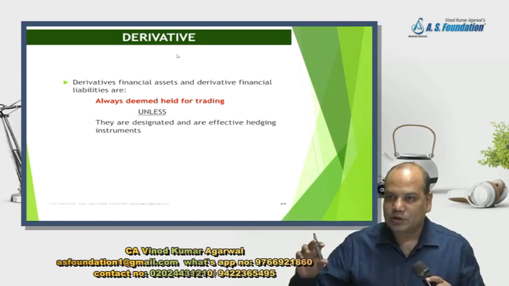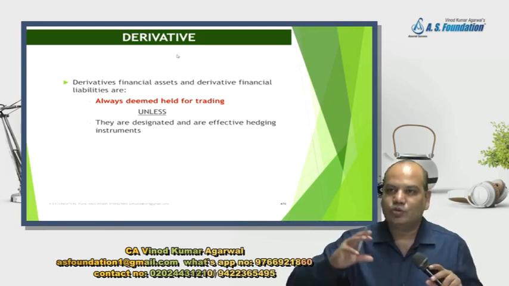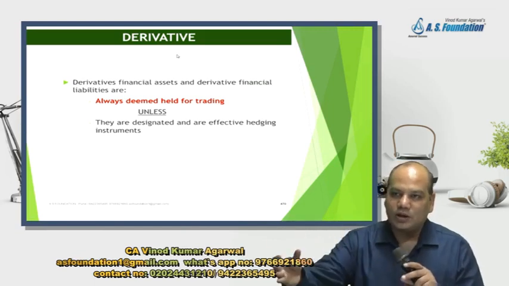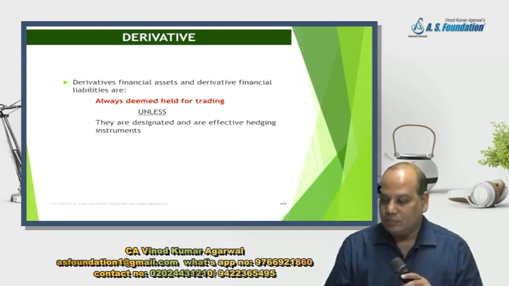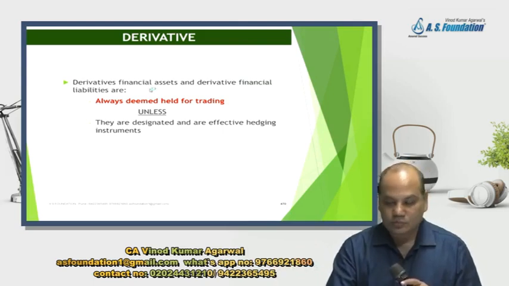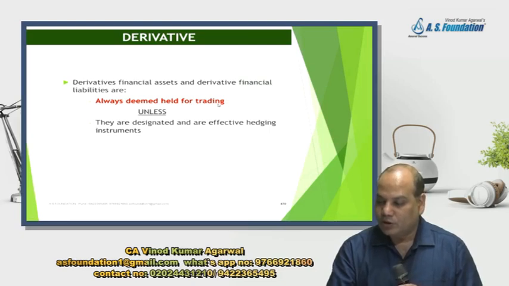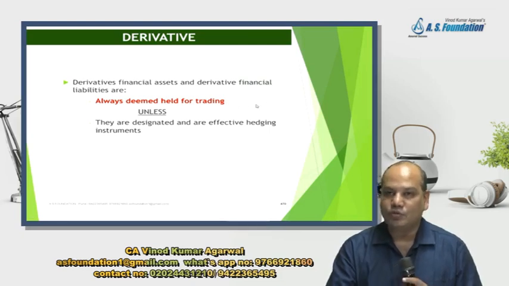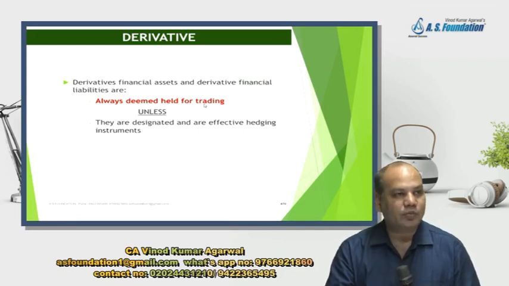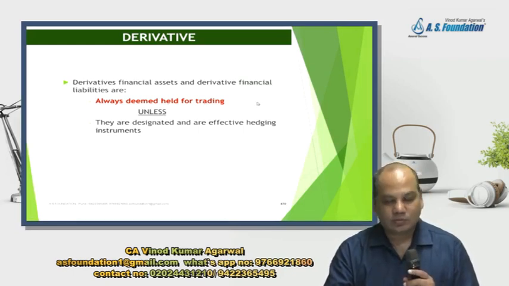So first you have understood what a derivative is. It is a financial instrument whose value derives from another instrument. Now, accounting. Prima facie, all derivatives, whether financial asset or financial liability, are assumed to be held for trading, and therefore they will be treated as FVTPL instruments, because held-for-trading instruments are treated as FVTPL.